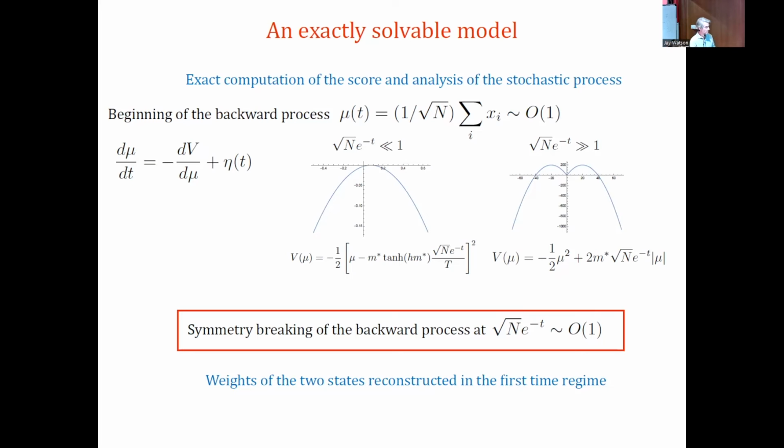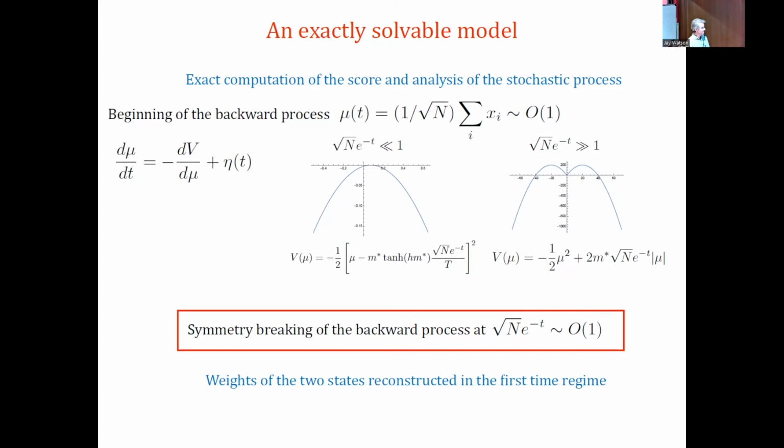And on this variable, you can actually write what is the evolution of this variable. So here is simple enough. Also, mu verifies a backward Langevin equation. And here you can compute exactly the potential V.